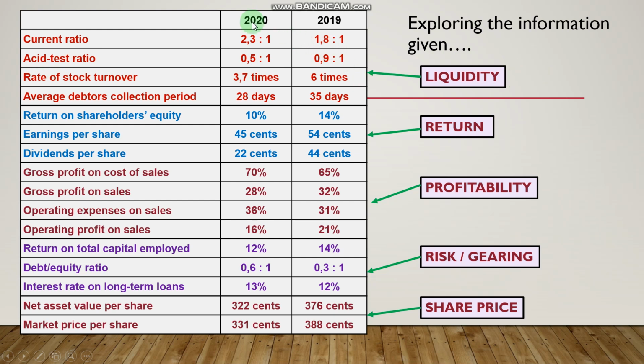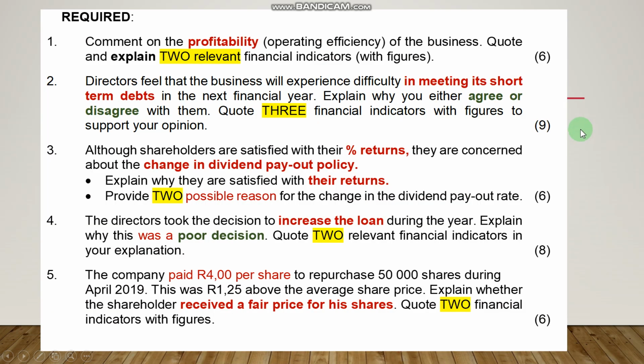So quickly sort out your table so you know exactly how the information given to you is presented and what categories of financial indicators they are actually testing. And then when you look at the questions, again use your highlighters and highlight the keywords there to help you know exactly, and this saves a lot of time. Let me just go over them very quickly.